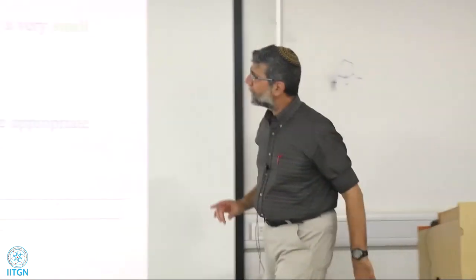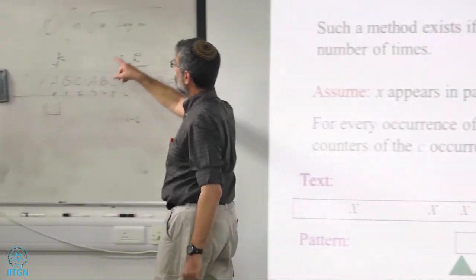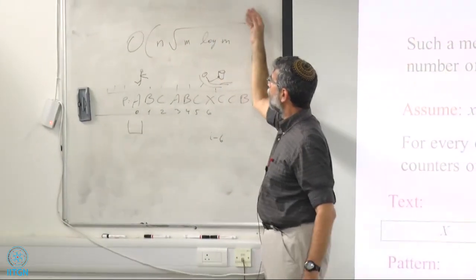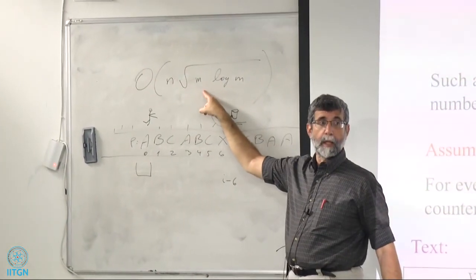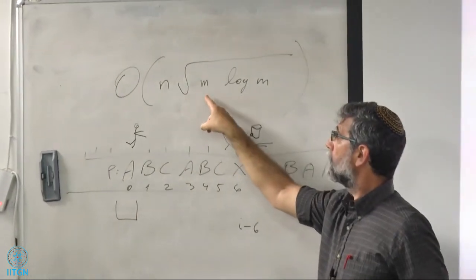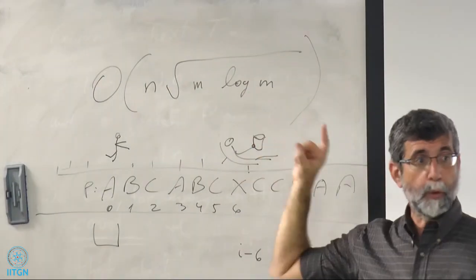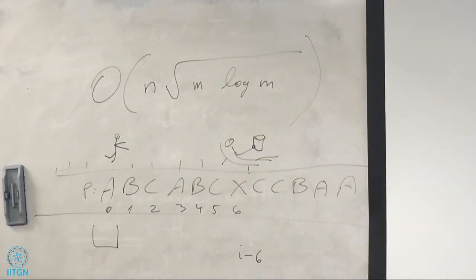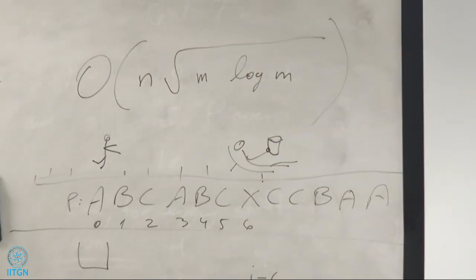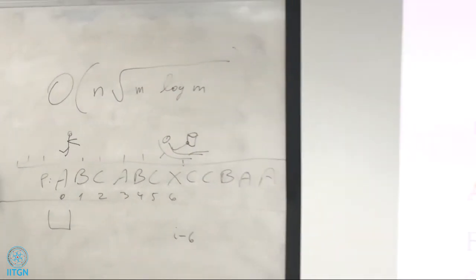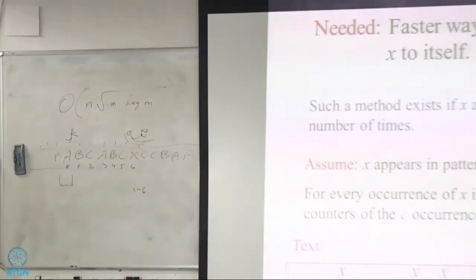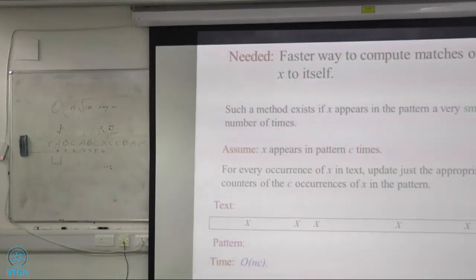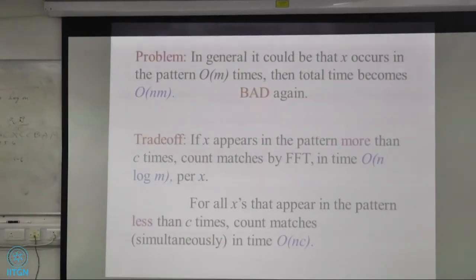It's not as good as what I promised, because what we saw was n times square root of m times log m, and what I really want is n times the square root of m times the square root of log m, which is even faster than what we just figured out. But it's close enough. So the time here is O of nc.